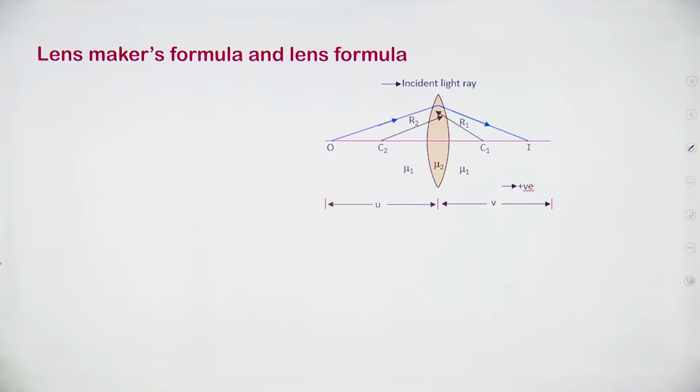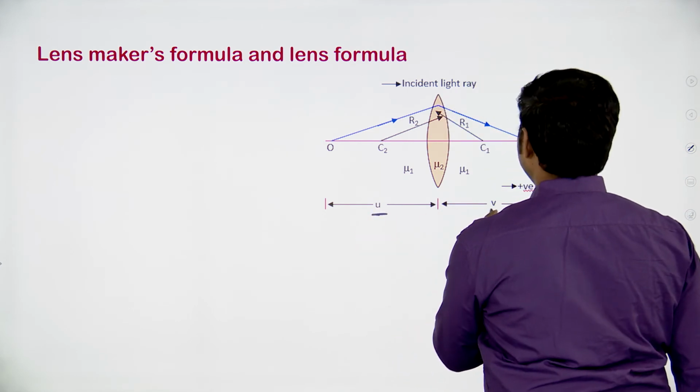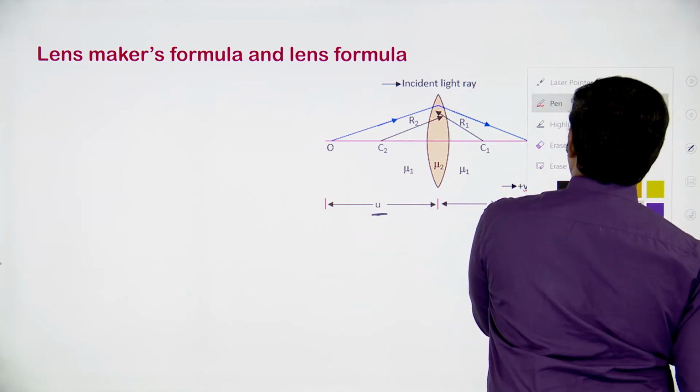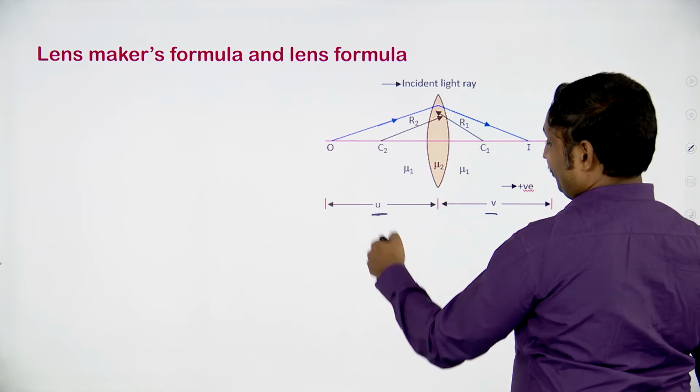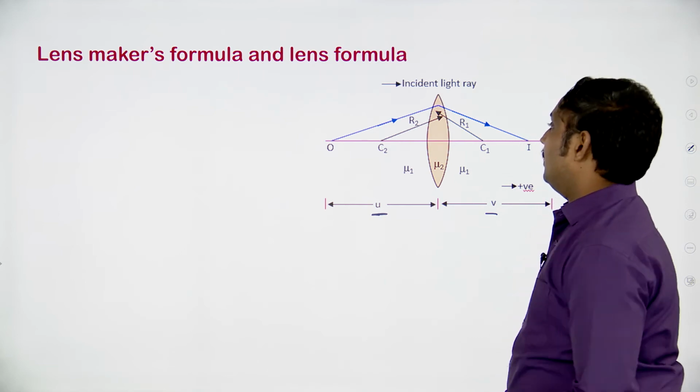Yes, let's have a look into that matter. We would like to go for this lens. We are going to take the incident light to be in this direction. They are going to be taken as u and v, the object distance and the image distance.